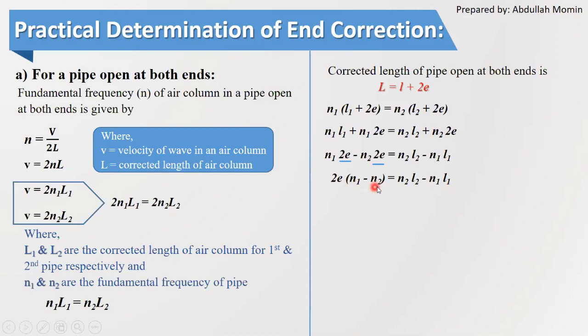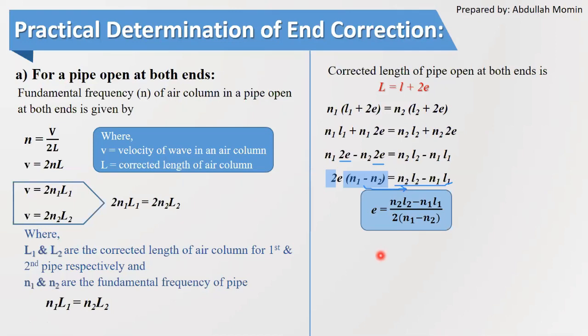Now this bracketed term and this 2 are in multiplication with E. When these two go to the other side of the equal sign, they are written in division. So E can be written as N2 L2 minus N1 L1, in division, this 2 and this bracket N1 minus N2, which goes to the other side of the equal sign and comes in division. So this is the formula of end correction of a pipe when it is open at both ends.